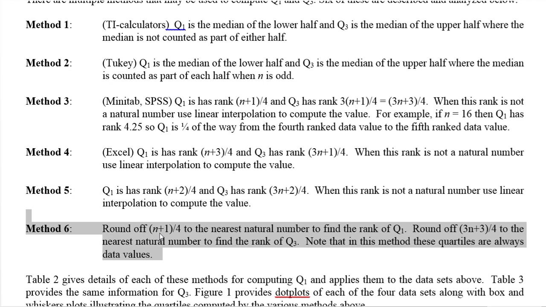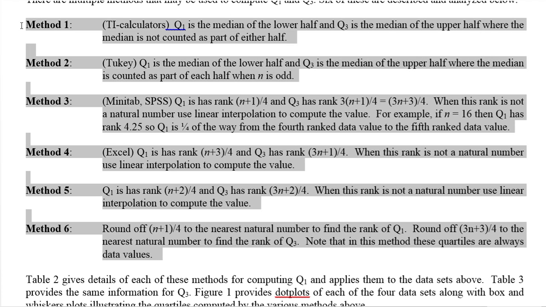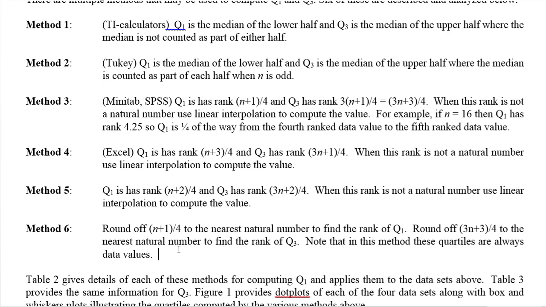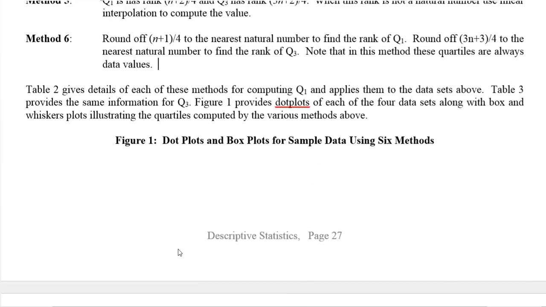Now, method 6, what you do is you take n plus 1 over 4, round it to the nearest natural number to find the rank, and do 3n plus 3 divided by 4 and round that off to the nearest natural number to find the rank of Q3. So that way you always get one of the data values in this method. If you take SAS, it actually allows you to do all 6 of these methods. You get to choose which one you want.